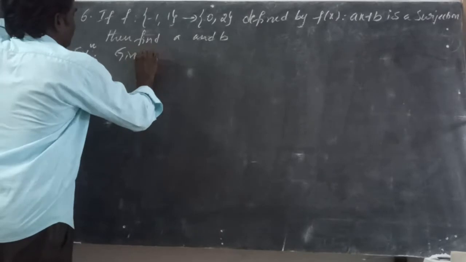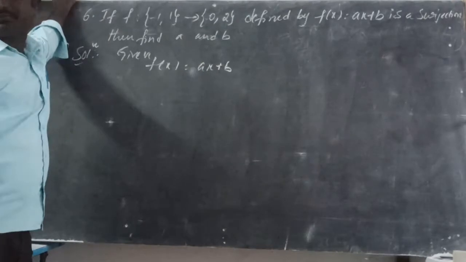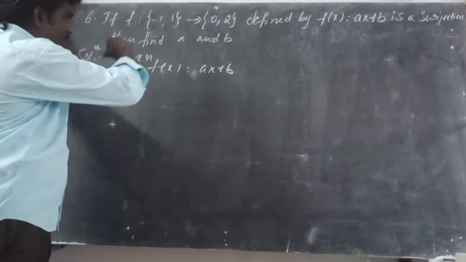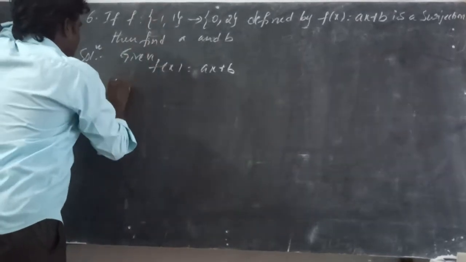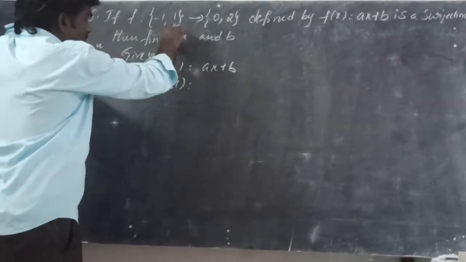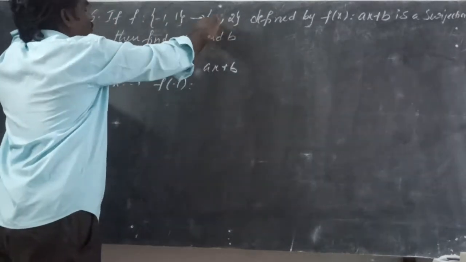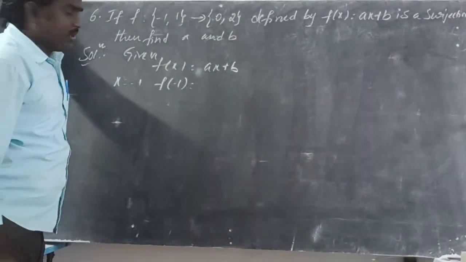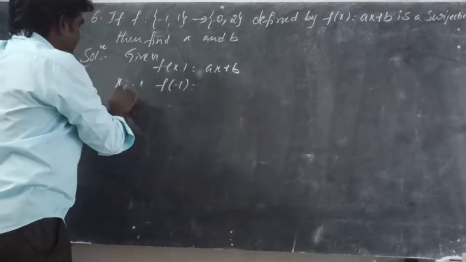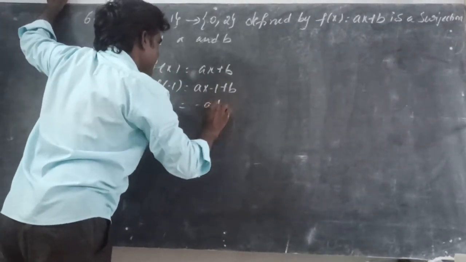Given f of x is equal to ax plus b. Here, what is the x value? x is equal to minus 1. Then f of minus 1 is equal to... Here, which elements are mapping? We don't know. Minus 1 is mapping to 0 or to 2, we don't know. So here two cases are there. So x is equal to minus 1, then a into minus 1 plus b, that is equal to minus a plus b.